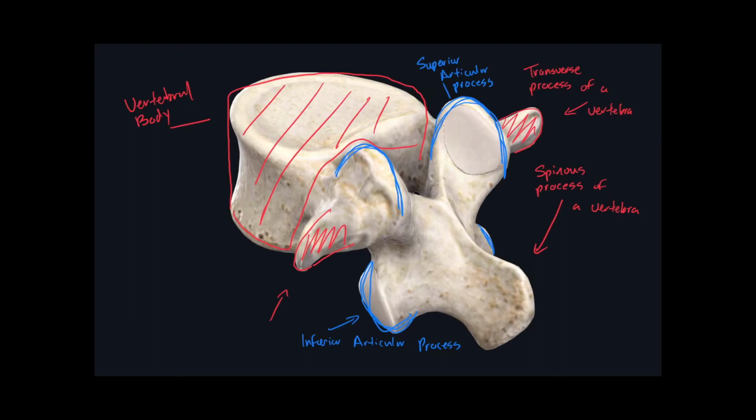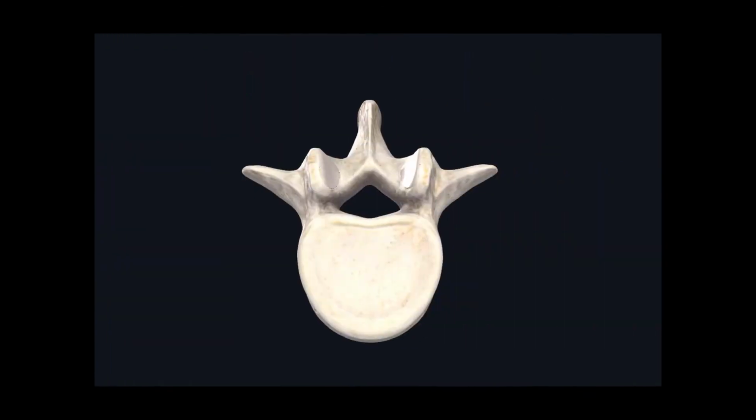Now if we go ahead and change views, we can see a few more landmarks shown. Right here we have this space. This hole right here is called the vertebral foramen. The bony structure that surrounds the vertebral foramen right here is called the vertebral arch.